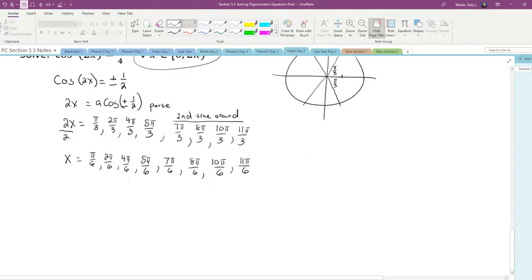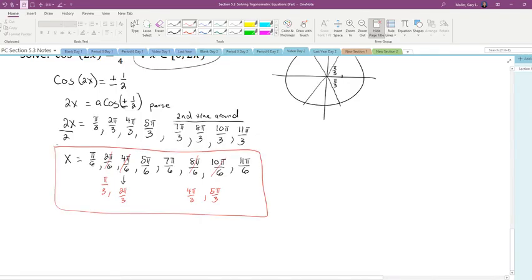Let's do some reducing. This, of course, we should write as 2 pi over 3. This guy we should write as pi over 3. This guy we should write as 4 pi over 3. And this is 5 pi over 3. And those would be my answers. 4 answers once around the circle. So there's going to be 8 answers because I'm bringing that second group into the 0 to 2 pi range.